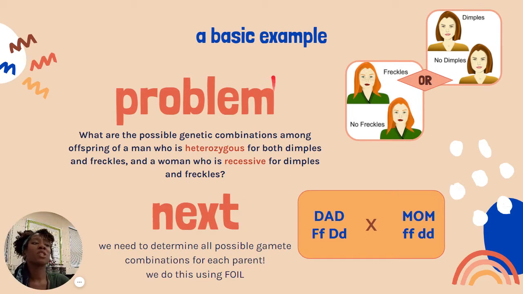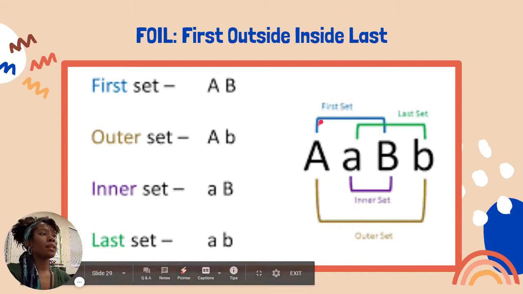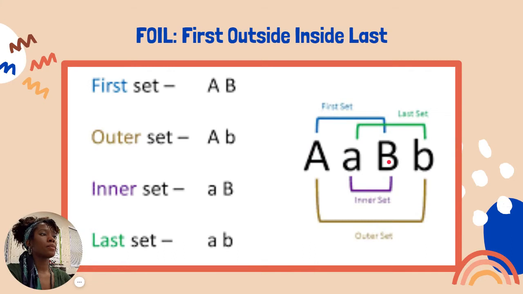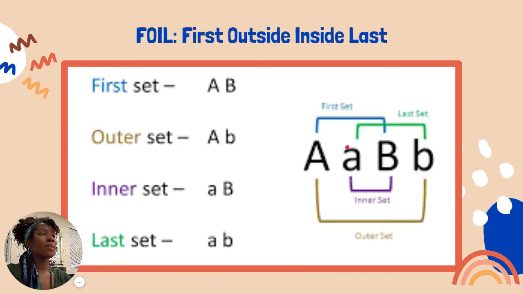We have to determine all possible gamete combinations for each parent. Since we're looking at 2 traits, we have to find all the different combinations that one parent can make, and then look at the probability of the parents together. You do that with something called FOIL. I believe in math class you use FOIL as well. FOIL: the first set, then the outer set, then the inner set, and then the last set. So FOIL: first, outside, inside, last.